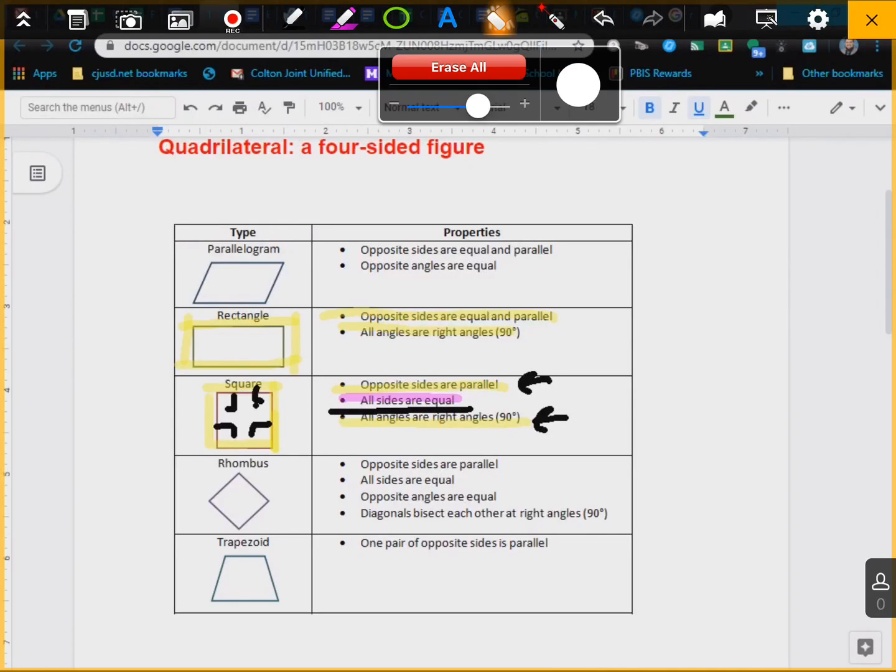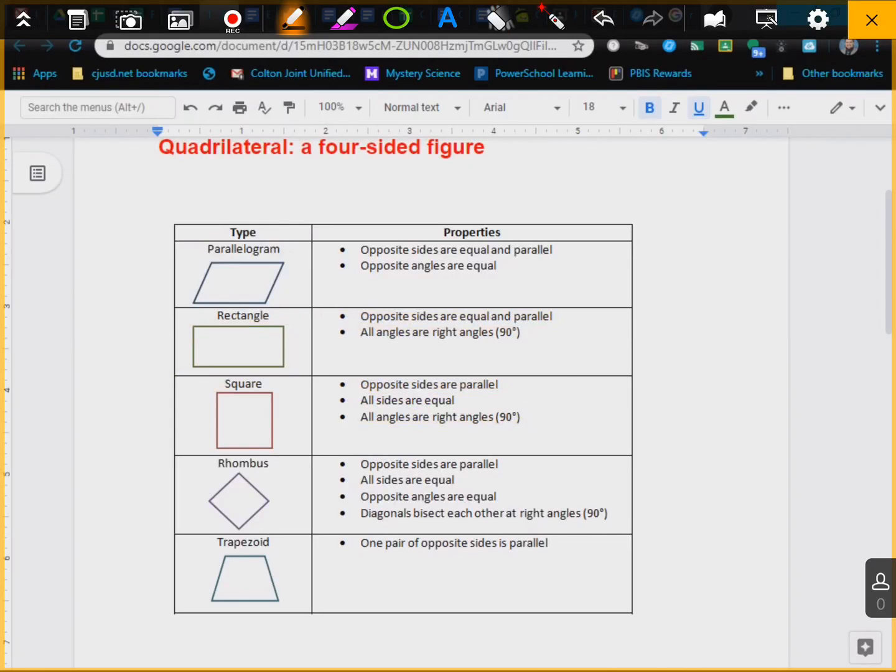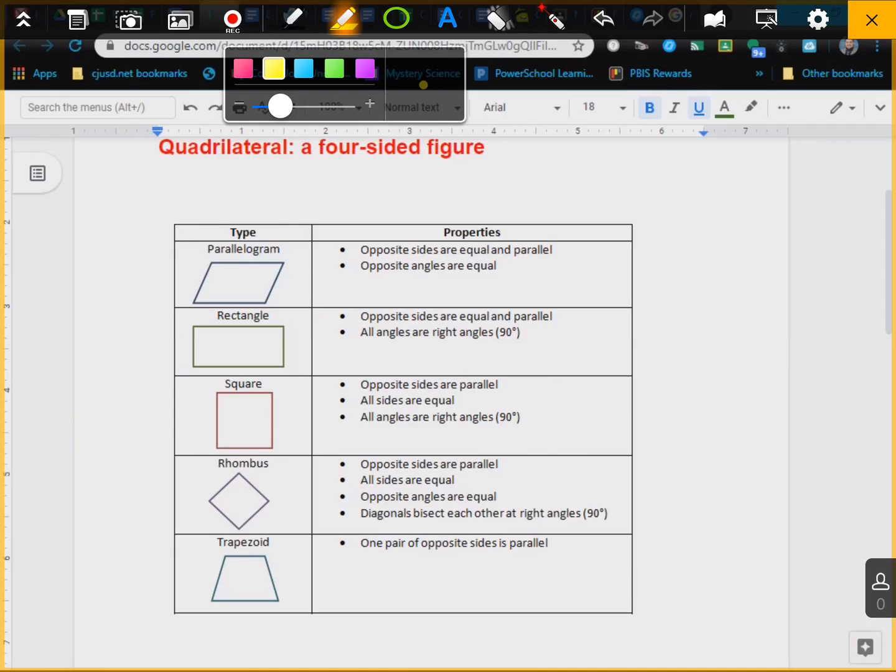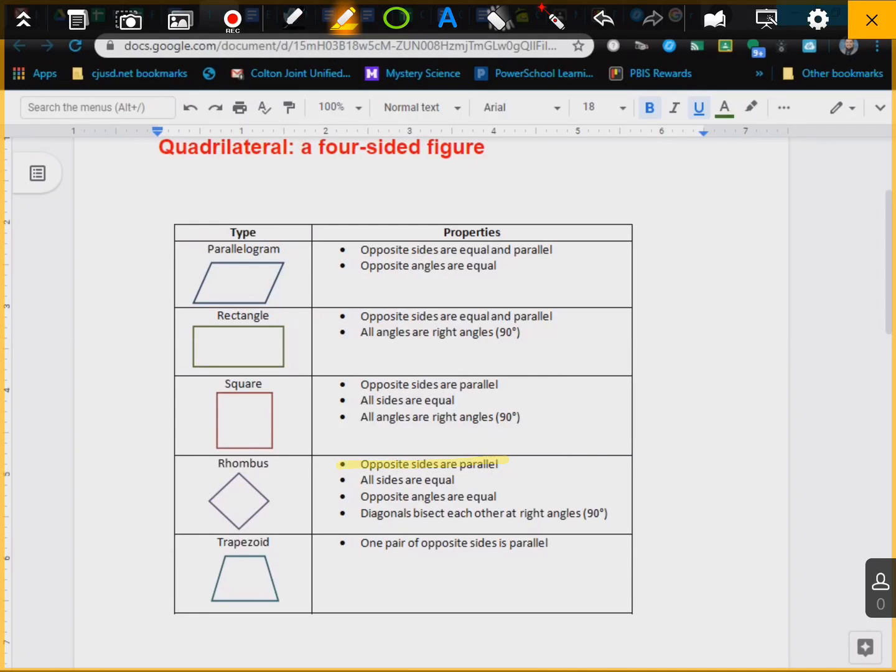Then we have what's called a rhombus, usually a diamond shape. Opposite sides are parallel, all sides are equal, opposite angles are equal, and the diagonals bisect each other at right angles, meaning when you crisscross it like that, you would have right angles.